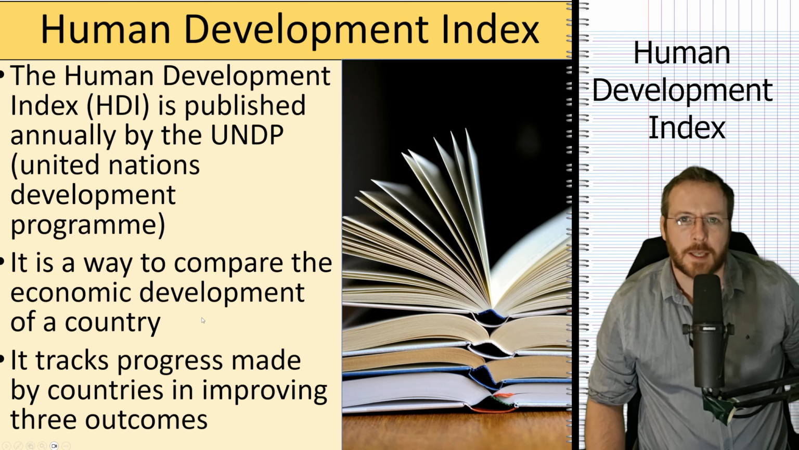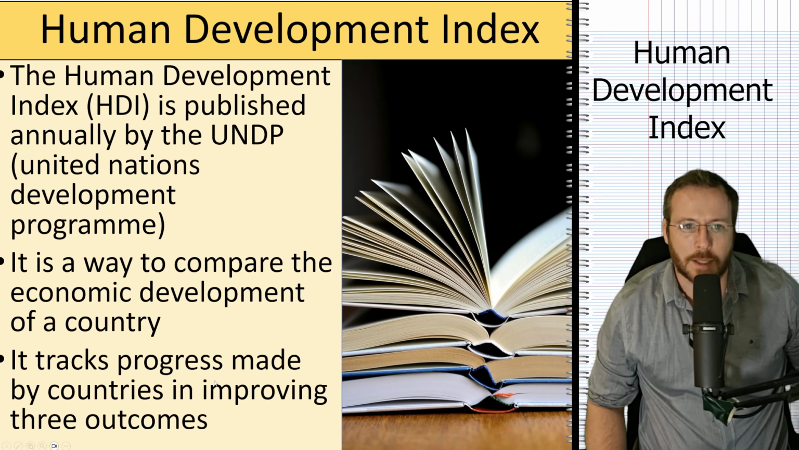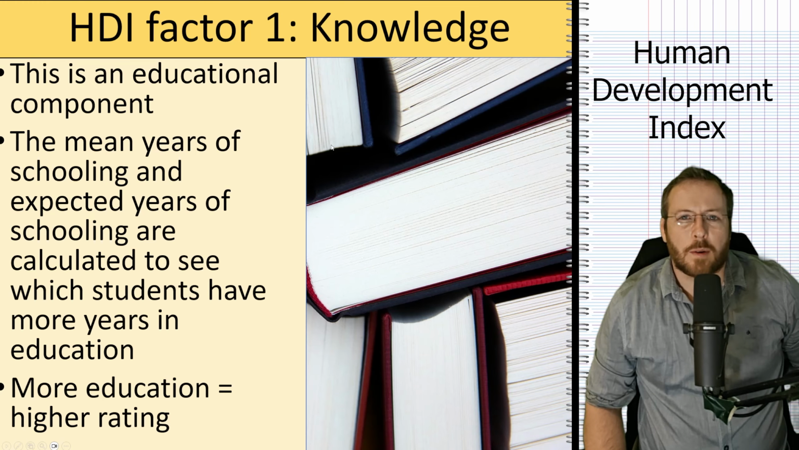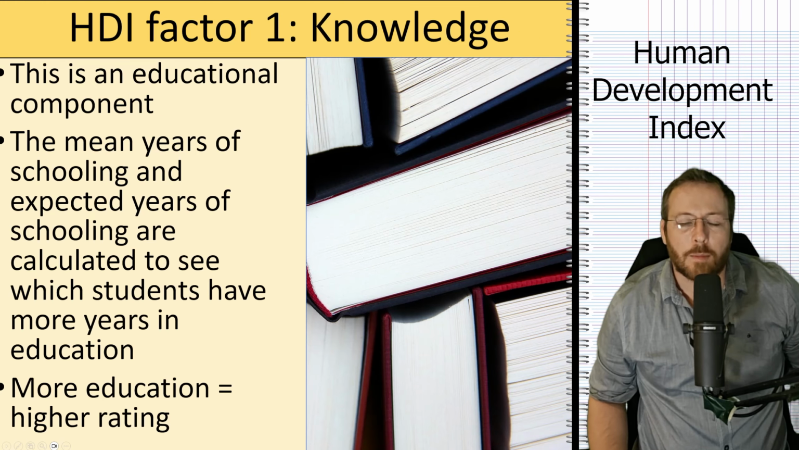So the Human Development Index is a way to actually compare economic development. How well are people really living in these countries? It's pretty interesting, so let's have a look into it. So the first component then is knowledge. How many years is your average citizen going to be in school for?